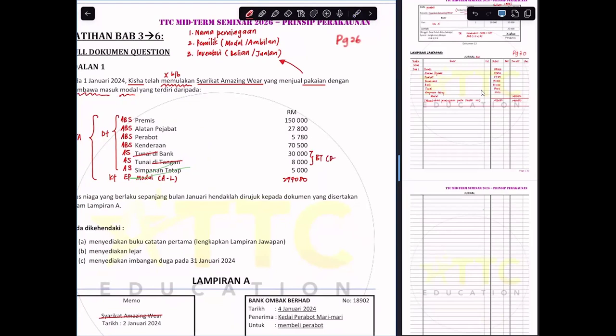So record both in debit side, but don't write it as Baki BB, because the naming in the account is actually explaining where you get the money from. You get all this value from modal, right? So you write it as modal.